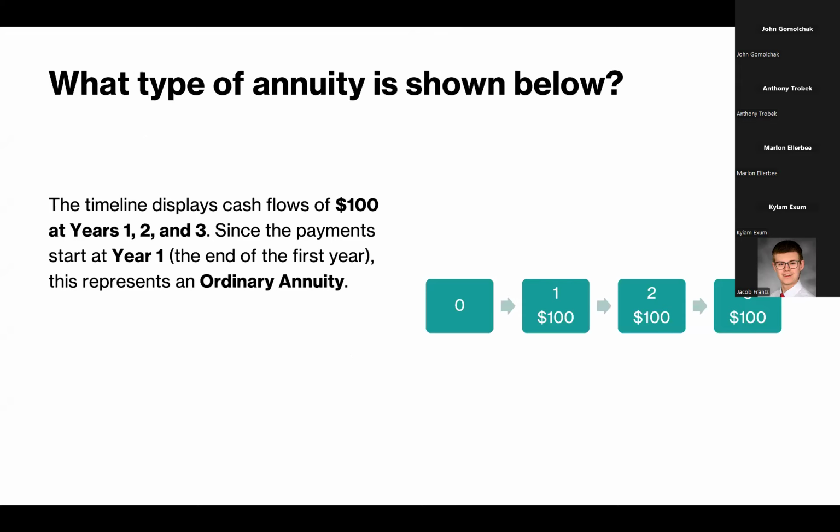Oh, this isn't my last question. So what type of annuity is shown below? This timeline displays cash flows of $100 at years 1, 2, and 3. Since the payments start at year 1, the end of the first year, this represents an ordinary annuity.